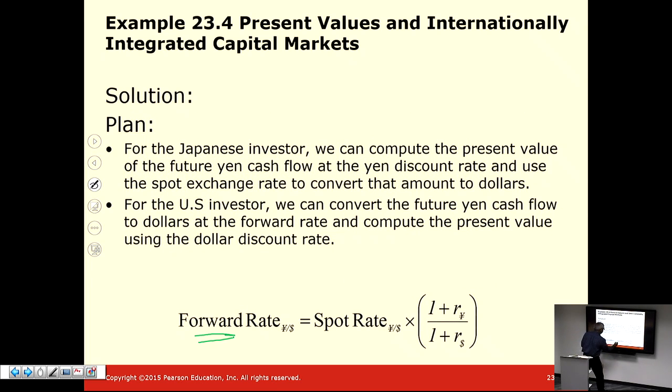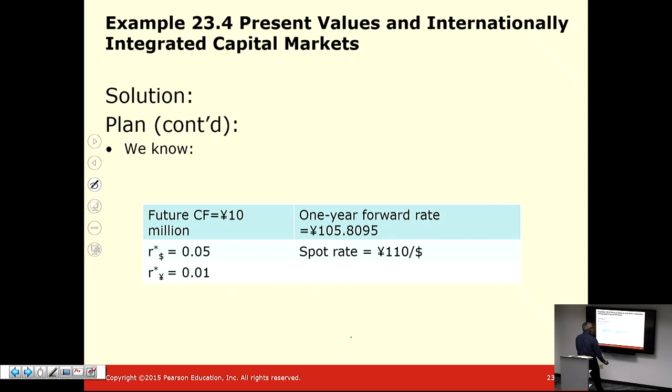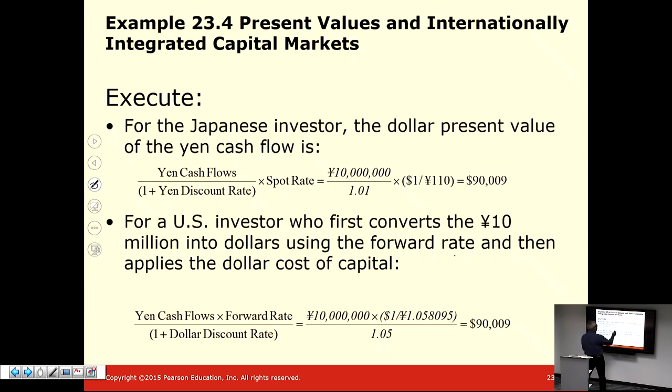So the relationship is forward over spot equals the ratio of 1 plus the yen interest rate and 1 plus the dollar interest rate. So the future value of 10 million, we take the interest rates, the forward rates, and the spot rate, and we put this into the equation. So the yen cash flow divided by the yen discount rate, multiplied by the spot rate, equals this.